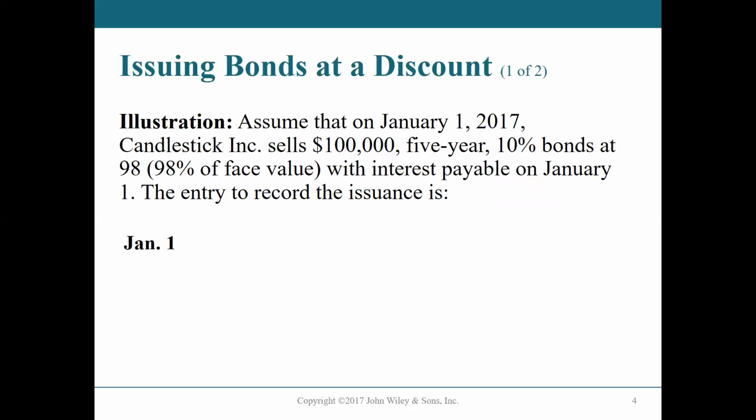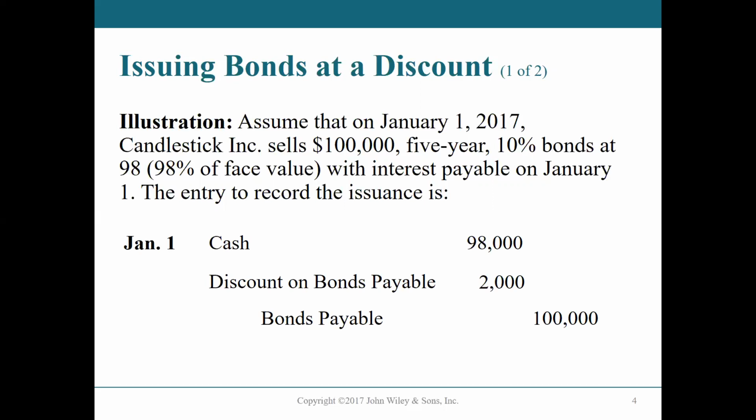Okay. So what they would do is they would show that they received $98,000 in cash. Cash is debited $98,000. And then there's a debit to something called discount on bonds payable. And then the bonds payable account of $100,000. So the discount on bonds payable is a contra liability. So it's always linked together with that liability, bonds payable, but has a normal balance on the debit side.